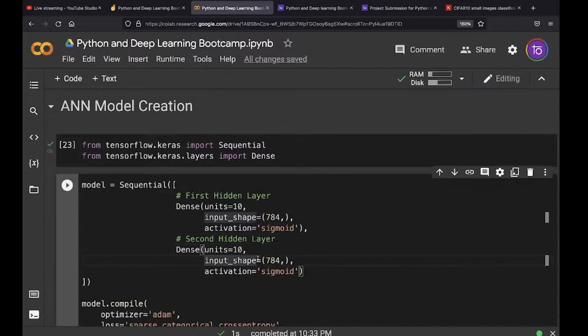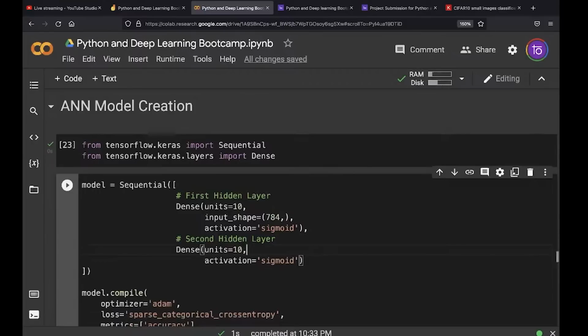You need to make sure that for the second hidden layer, you don't need to give the input shape. Only the first layer should be connected with the input. All the other layers should not be connected with the input, right? So you don't need to give the input layer over here. The number of neurons is totally dependent upon you. You can go with 20, 100, whatsoever. So this is the entire session about ANN, how you can create your model and so on and so forth.